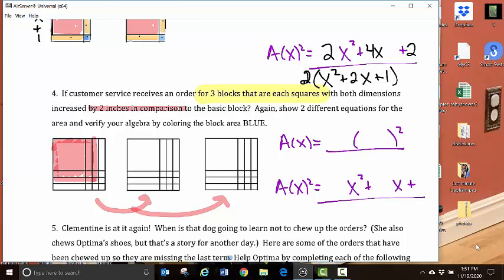And then I'd like you to try to do what I did up here, which is to write it in both directions. So remember, this is x plus 2 and x plus 2. You're going to have 3 of the blocks and see if you can write it in.